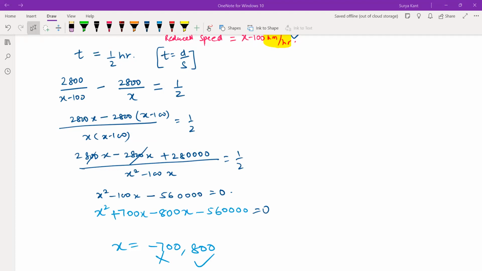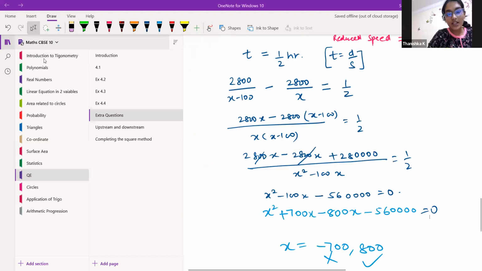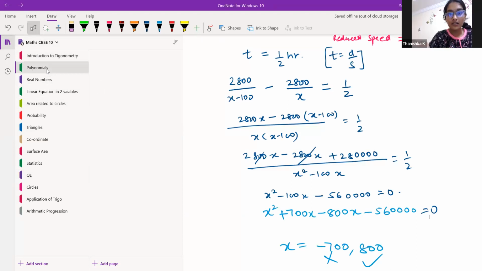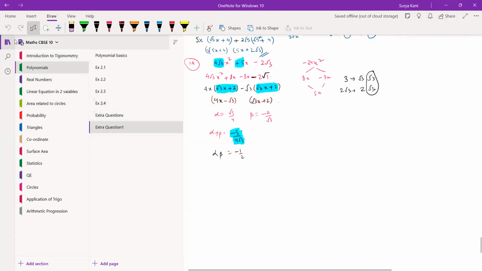So here, we can rotate it somehow. Okay, we'll rotate it there only. Okay, here first I copy this. You have both questions from polynomials only, Tanishka? Yes, sir. Both of them are from polynomials. Polynomials, I'll go and write an extra question over here.